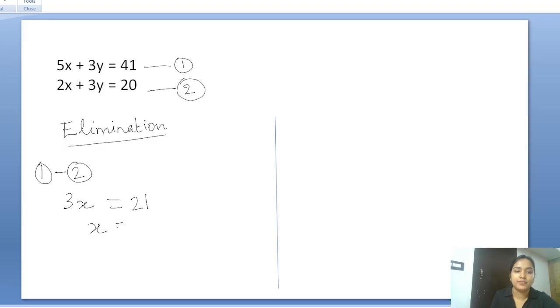What is x then? Move this 3 to the right side. The operation is reversed. So multiplication would become division. 21 divided by 3, which is 7. So x equal to 7, we got the value of x. Now the second step we need here is substitution. Okay, substitute the value of x in any equation, either equation 1 or 2. So I'm going to substitute in equation 1.